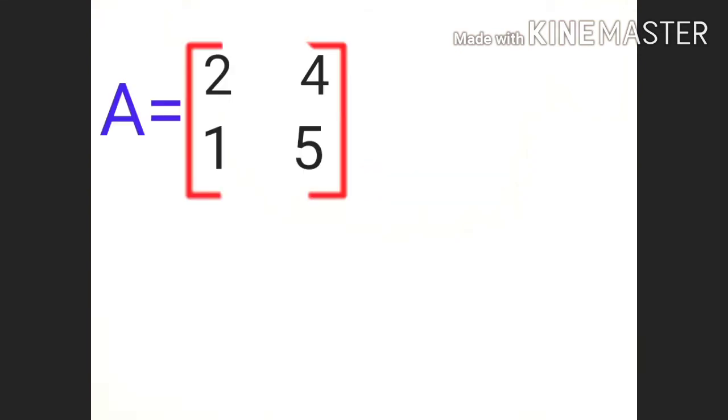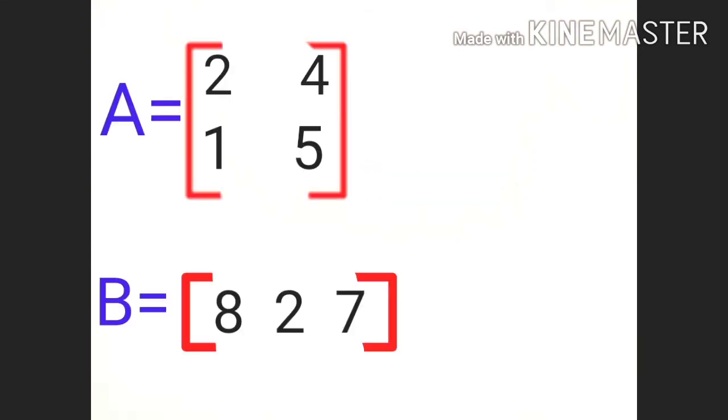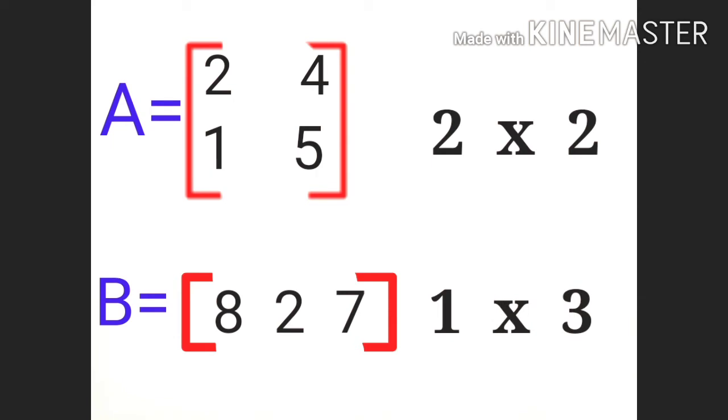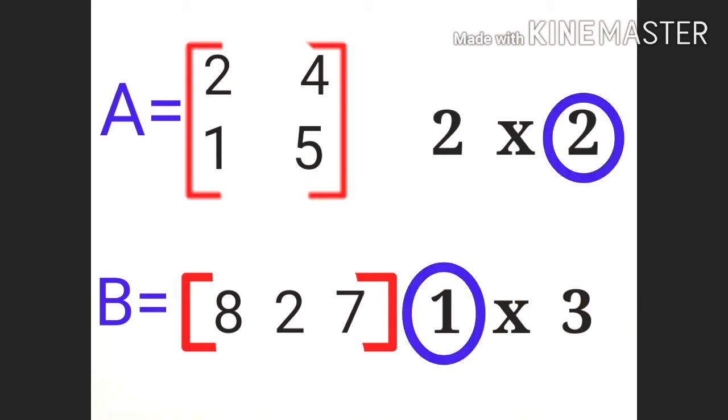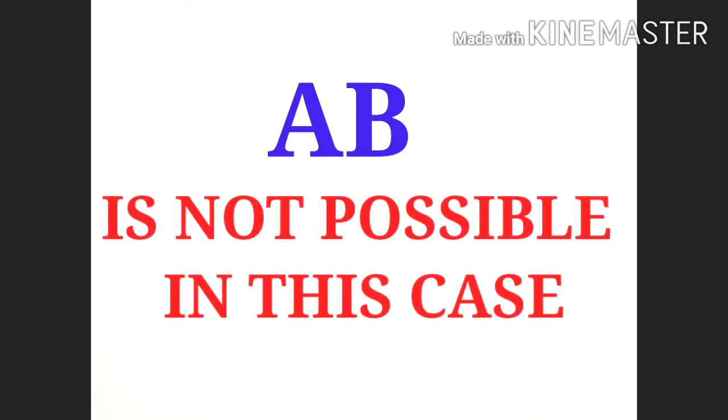For example, here I have matrix A and B. Matrix A has order 2 by 2 as you know, and B has order 1 by 3. So clearly the number of columns of A is not equal to the number of rows of B, is it not, friends? So can we multiply A and B? Definitely we can't multiply A and B in this case because the number of columns of A is not equal to the number of rows of B.